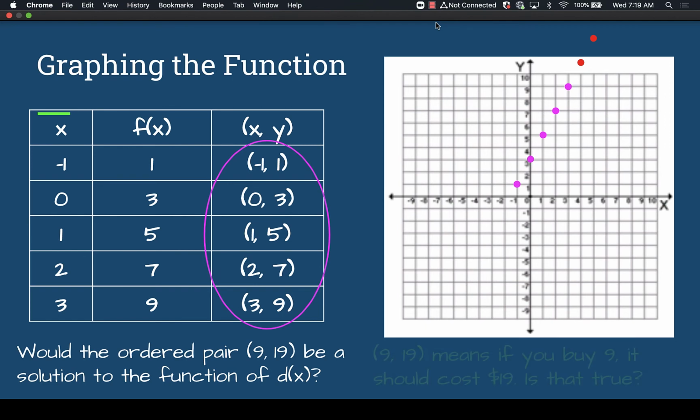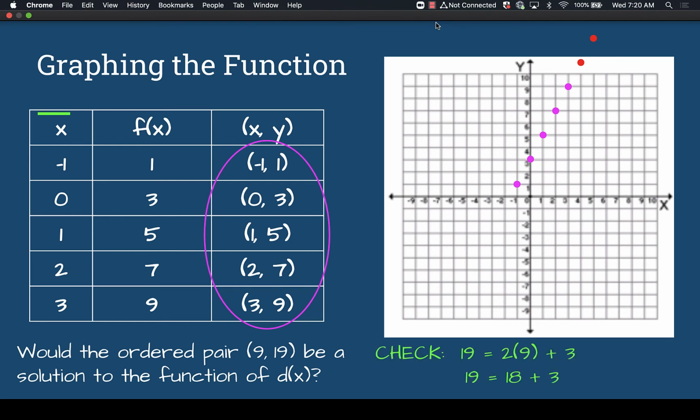Let's think about what it means in context. So (9, 19) would mean if you buy 9 coffees, it should cost you $19. Is that true? We want to know if it's a solution. If that's true, then it would be a solution. Well, think about how we got our coordinate point. We combined our x value with our y value, our input and our output. If I input 9, I should get an output of 19.